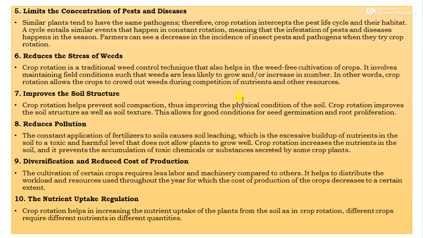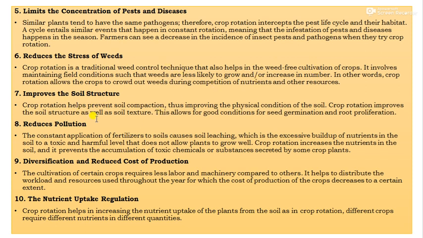That is, it involves maintaining field conditions in which weeds are unlikely to grow or increase in number. In other words, crop rotation allows crops to crowd out weeds during competition for nutrients and other resources. Then the next advantage, that is improves the soil structure.